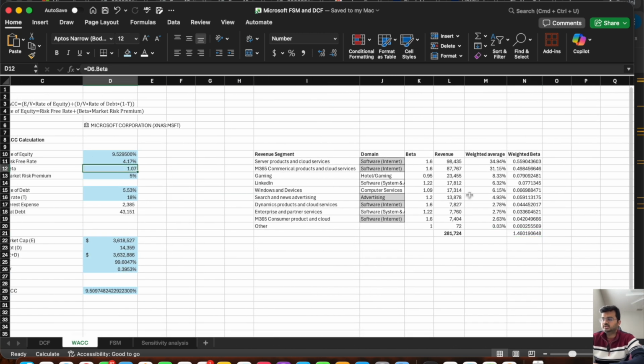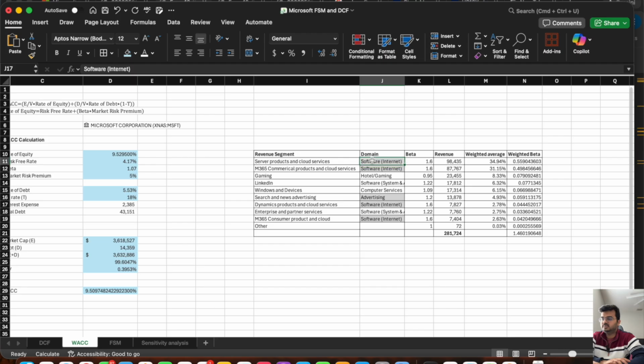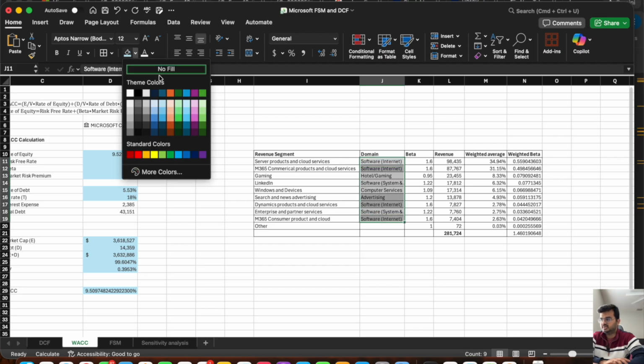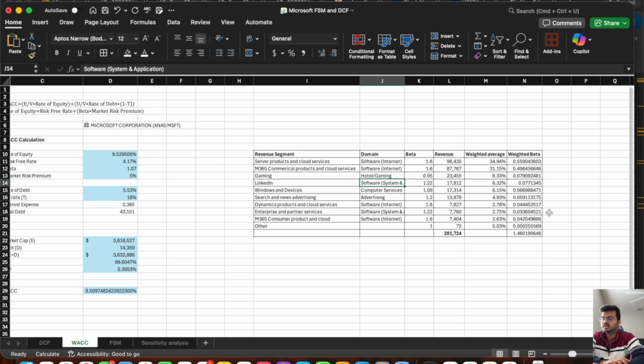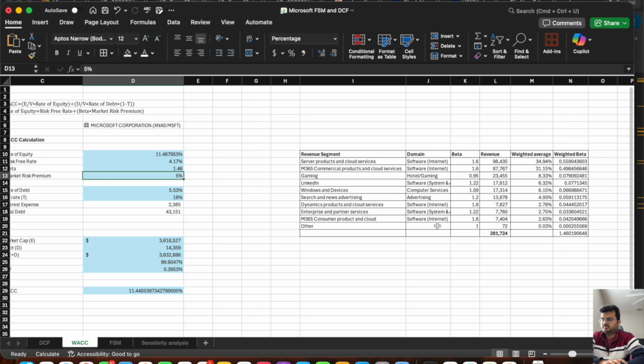I feel more comfortable using this number for two reasons. One, it is not just considering one business, Microsoft; it is considering other businesses operating in the same domain. Second, I have categorized all the streams from which Microsoft generates revenue and took a weighted average. In this way, I feel more confident using this number rather than taking some random approach. So I'm just going to plug this number here, and I'm going to get a different number now, 1.46.